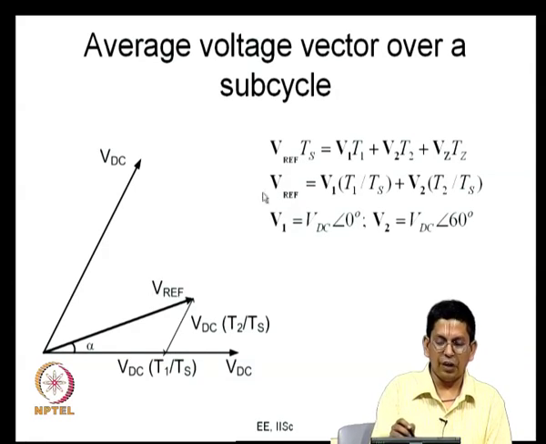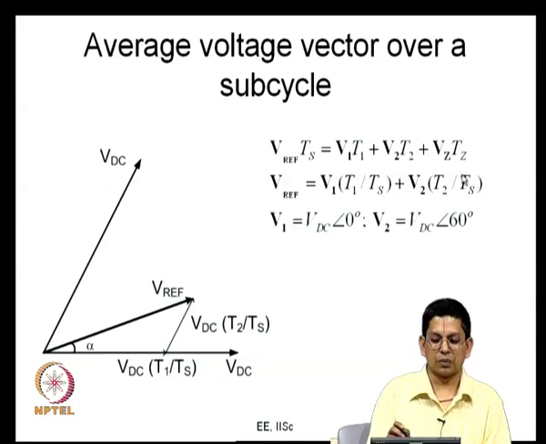If you want a vector Vref, then Vref vector into Ts will be equal to V1 vector into T1 plus V2 vector into T2 plus Vz vector times Tz. So, this is what is called volt second balance. This is the reference volt seconds, this is the applied volt seconds. Over a subcycle, reference volt seconds should equal the applied volt seconds, and this is given in an alternate form. This Vz vector is a null vector, so this term is a null vector term. So, you effectively have Vref vector equal to V1 times T1 by Ts plus V2 vector times T2 by Ts. That is what is illustrated in the figure now.